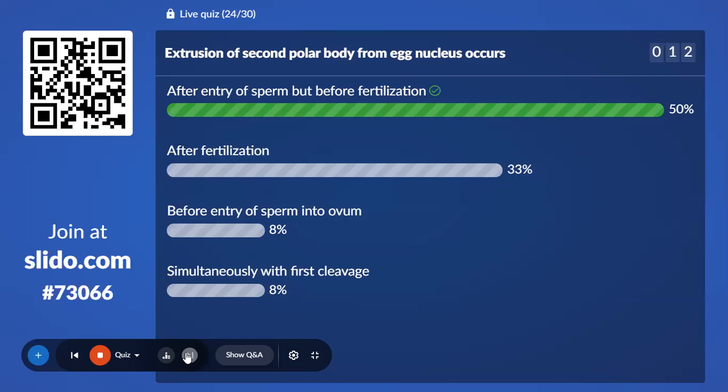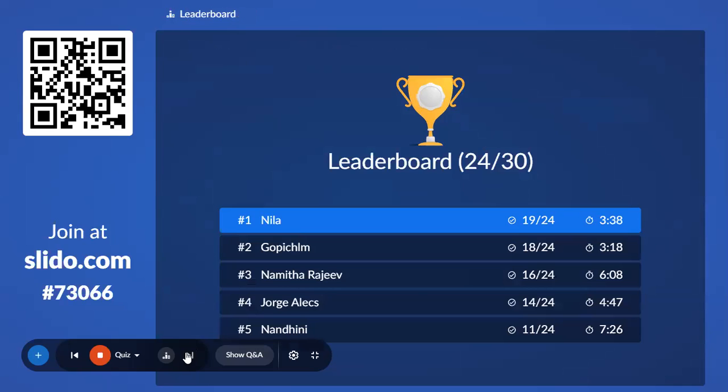It must be the leaderboard. Nila stands first, second Gopi, third Namita, fourth George Alex, and fifth Nandini. Nandini has defeated Ashwati Santosh.